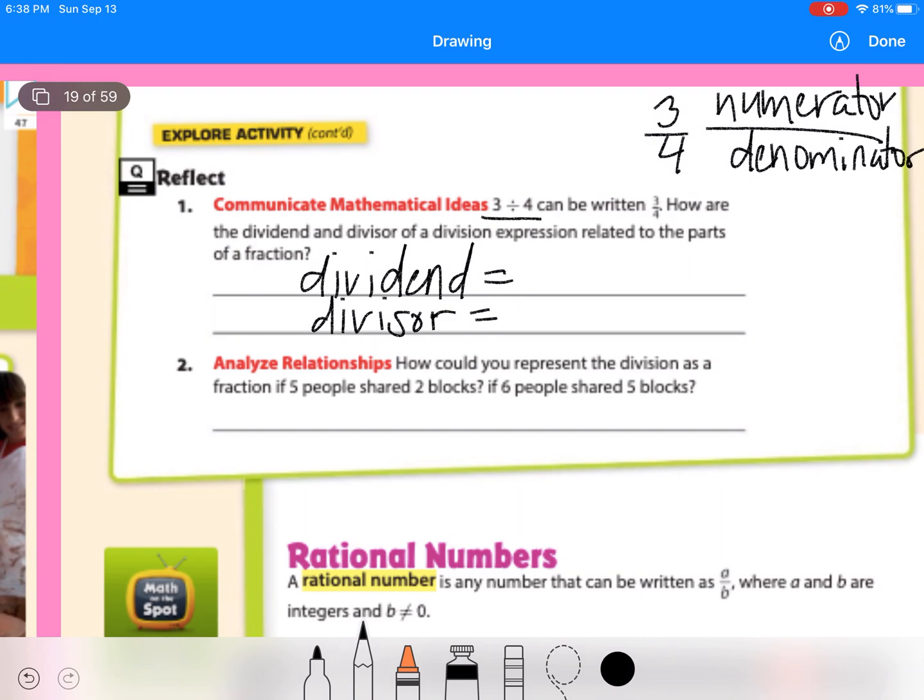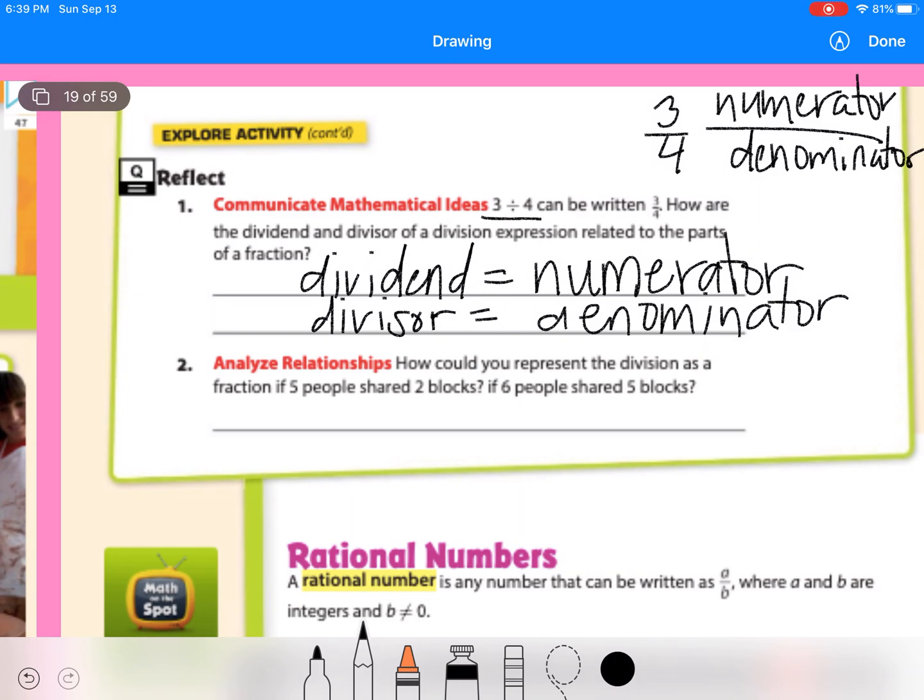Okay, now that you've had a chance to think, the dividend is the numerator. The dividend is the numerator because that is how many pieces. And the divisor is the number you're dividing by. So that is how they are related.